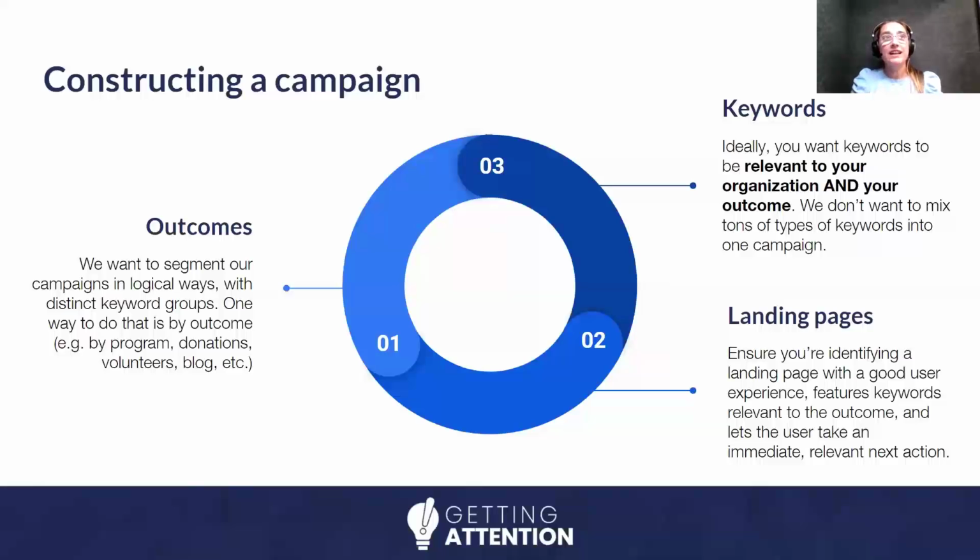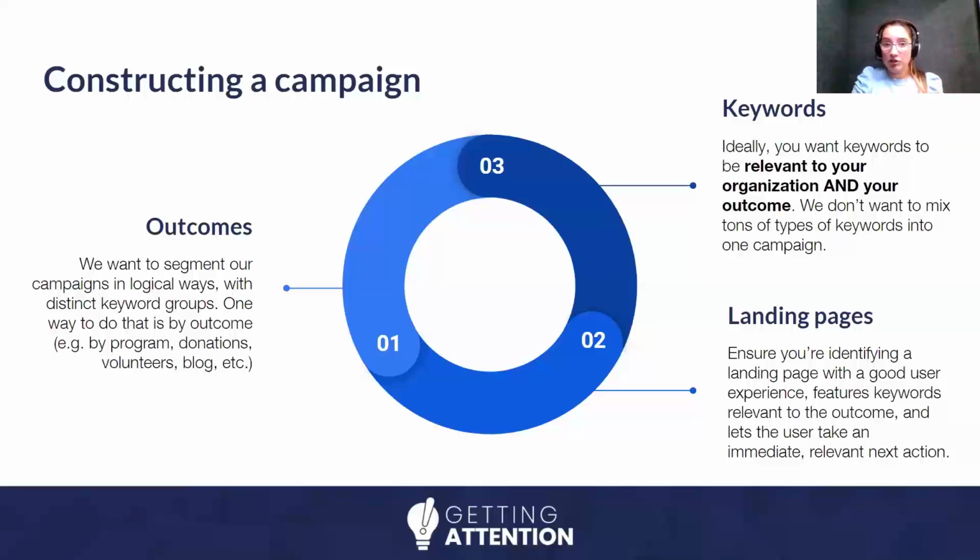So when you are constructing a campaign, this is another question that we get, and honestly could be a webinar of its own, but the thing you want to be thinking about is segmentation. You basically want to always be grouping like with like. So we want to segment our campaigns in logical ways with distinct keyword groups. One way you could do that would be by outcome. For example, you might have one for your vet program, one for your adopt a cat program, one for your after school volunteer program, what have you.